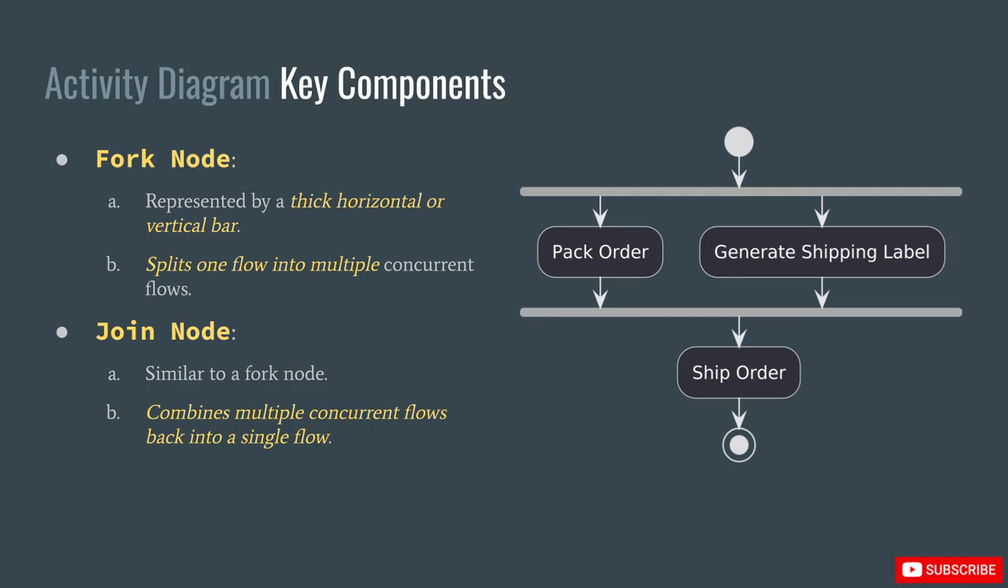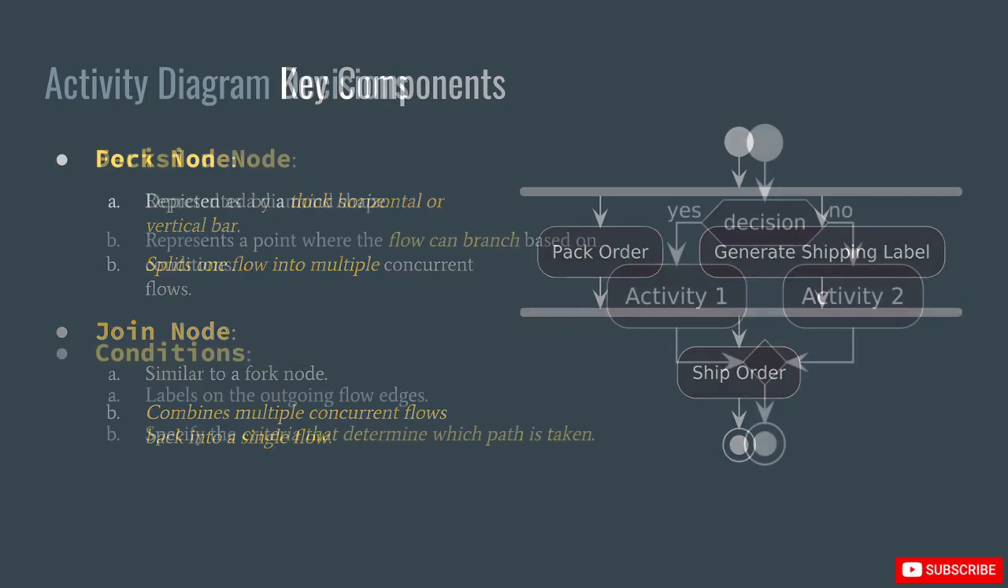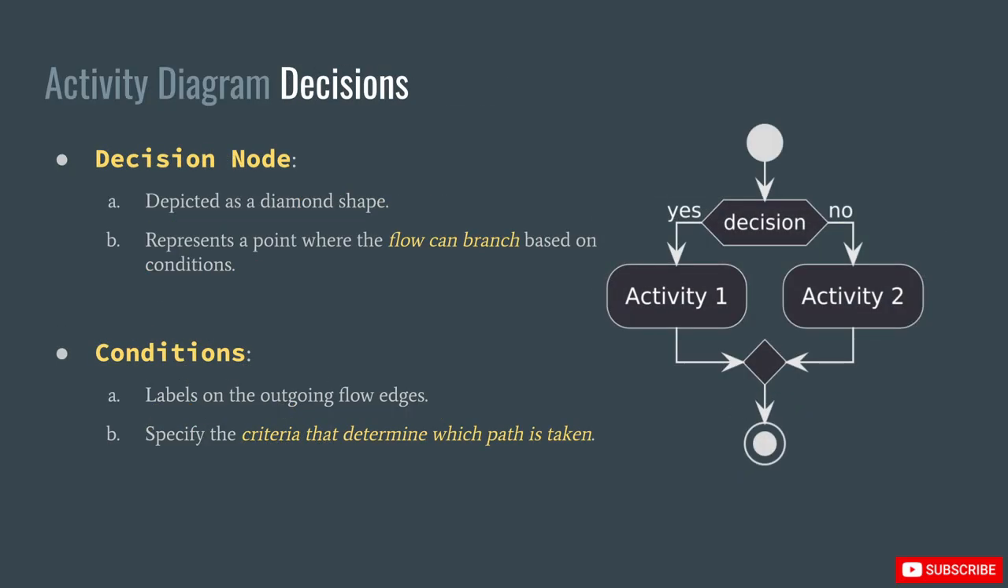Fork nodes are shown as thick horizontal or vertical bars. They split one flow into multiple concurrent flows. Join nodes, which look similar to fork nodes, combine multiple concurrent flows back into a single flow. A decision node is shown as a diamond shape. It represents a point where the flow can branch based on conditions. Conditions are labels on the outgoing flow edges that specify the criteria for determining which path is taken.